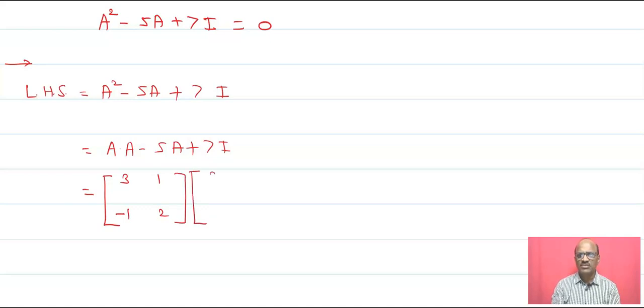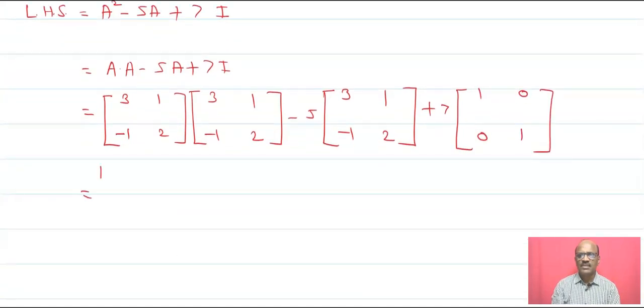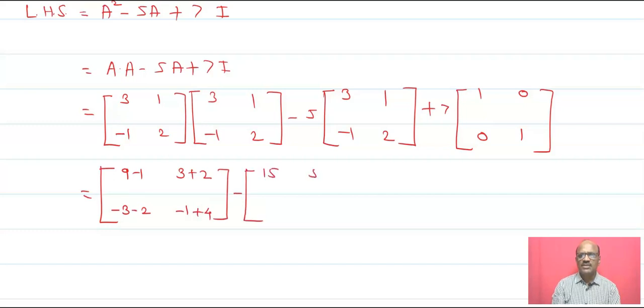That is 3 1 minus 1 2, again 3 1 minus 1 2, minus 5a, that is 3 1 minus 1 2, and last is 7 times 1 0 0 1. Now a into a: 9 minus 1, 3 plus 2. Next, second row, second column. That is 15, 5 minus 5, 10 plus 7 0 0 7.